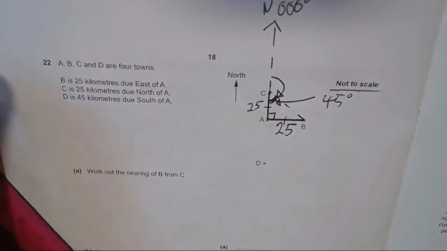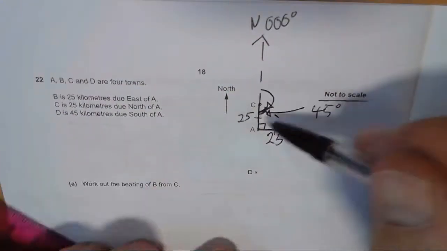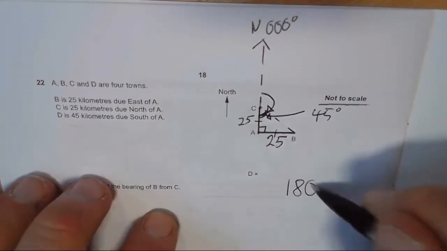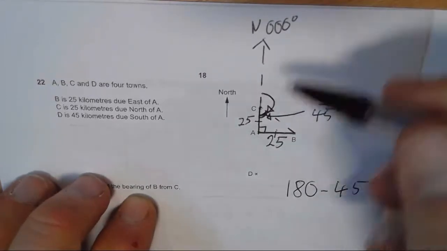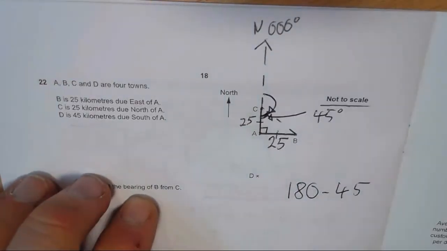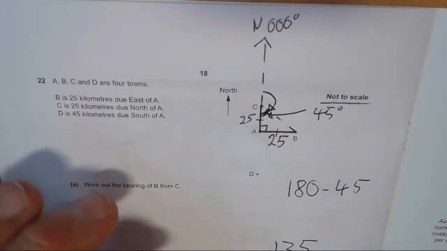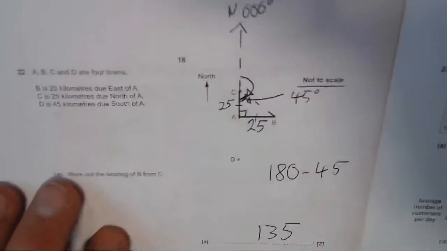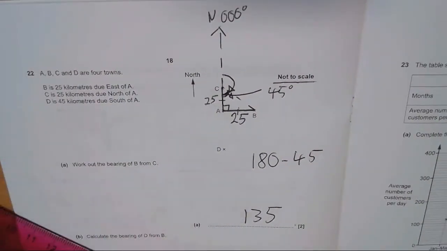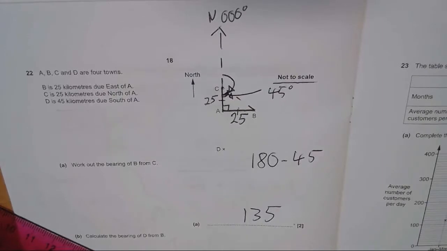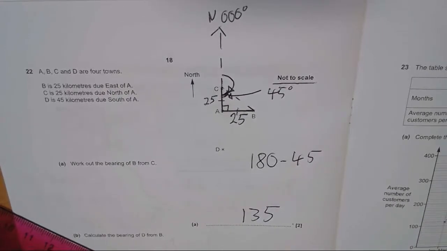So, if that angle is 45 degrees, then this is 180 minus 45 degrees. It's that whole way round, take away that bit there, 180 minus 45 is 135 degrees. That's your answer. So that is possible to do, you just need to be thinking very carefully about it.